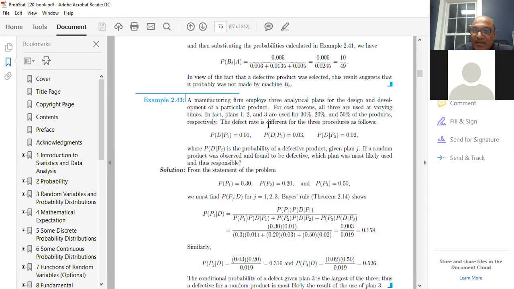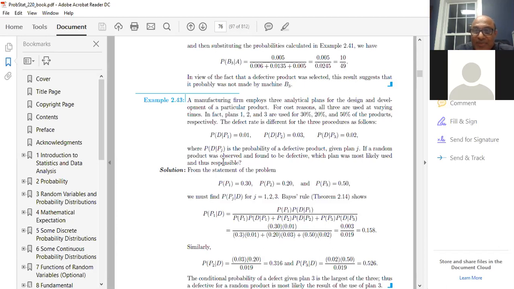The defect rate is also provided to you. That means the probability of a defective item given that it is from plant P1 is 0.01. Plant P2 is 0.03. P3 is 0.02. This is the probability of a defective product given plant Pj, from plants P1, P2, P3, like this. If a random product was observed and found to be defective, what is the probability that each plant was most likely used? Look at here, guys.